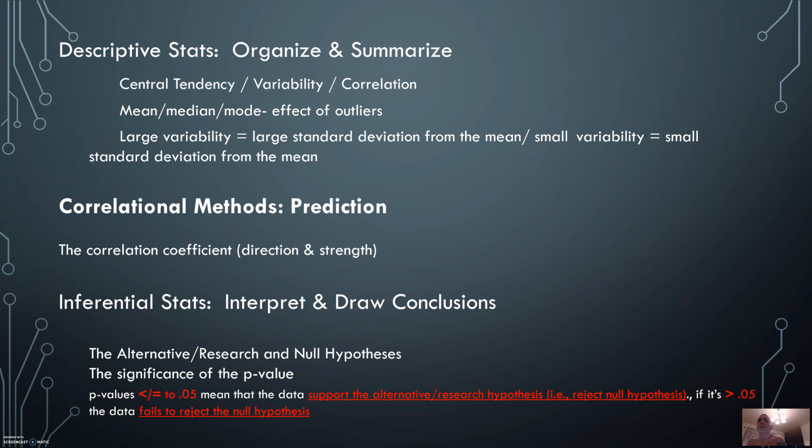So just as a recap, remember central tendency, variability, and correlation. Central tendency: mean, median, and mode. Variability: if you have large variability, you're going to have a large standard deviation. If you have small variability, you're going to have a small standard deviation. And it's all about the spread of your data points around the mean.